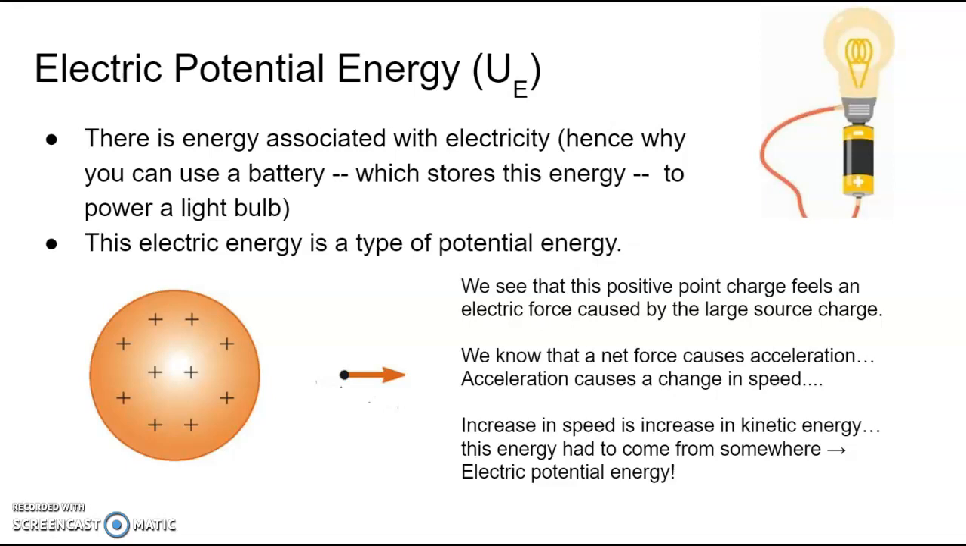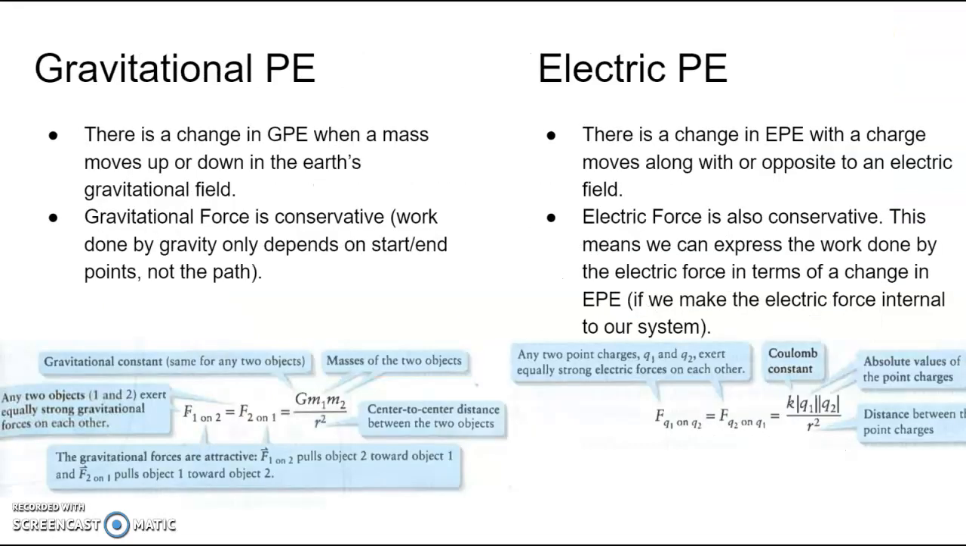Another interesting thing is that if the test charge were closer to the source charge, it would feel a larger force and therefore gain more kinetic energy. So we know there has to be more potential energy when the test charge is closer to the source charge, something we'll look at a little later. But I'm going to make the corollary here of comparing gravitational potential energy to electric potential energy.